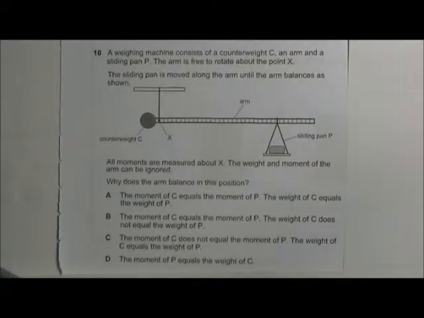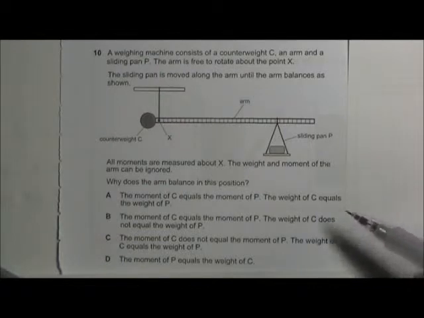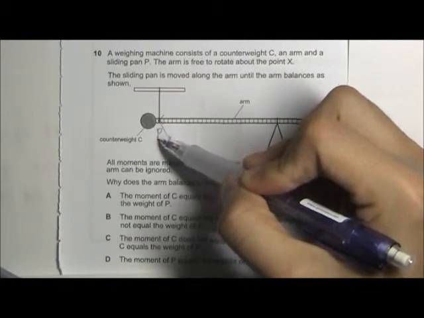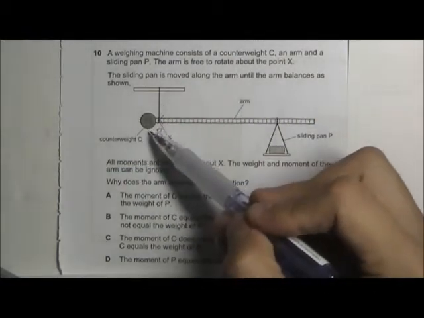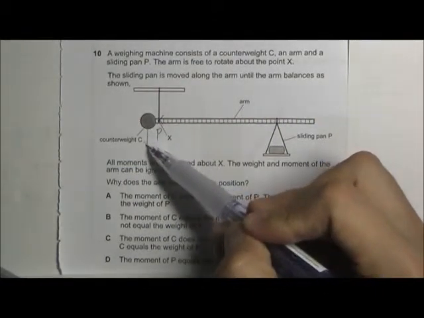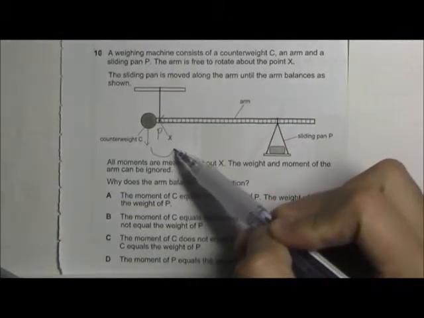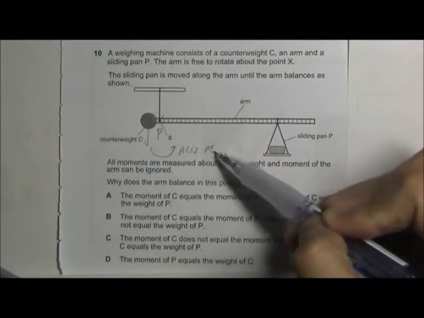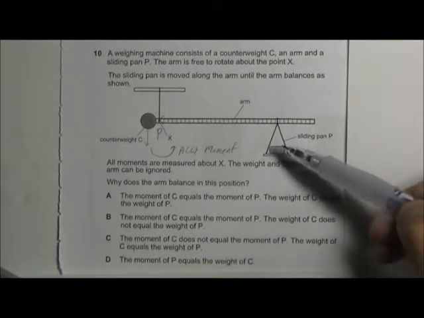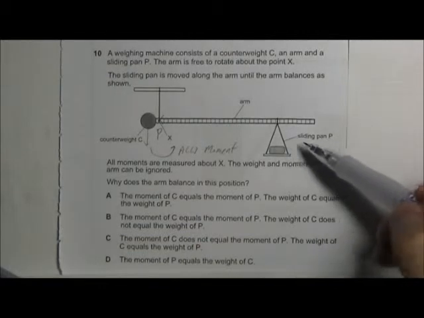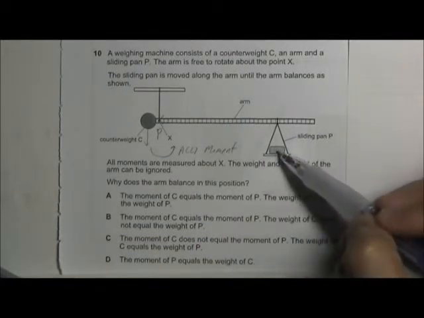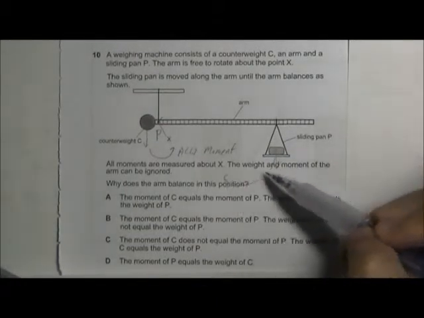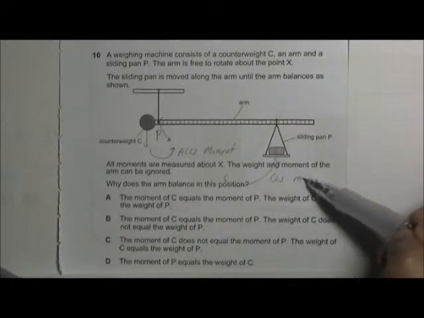Okay, in this question, we have a sliding pan weighing machine. So we can see that the pivot is at X. This is the pivot, and the counterweight is going to act downwards, so it's going to create an anti-clockwise moment about the pivot. And then the weight in the sliding pan is also going to act downwards, and it's going to create a clockwise moment about the pivot.